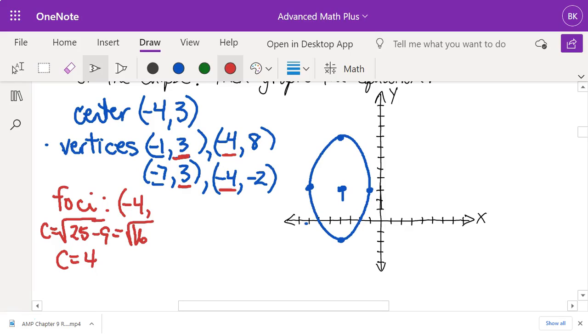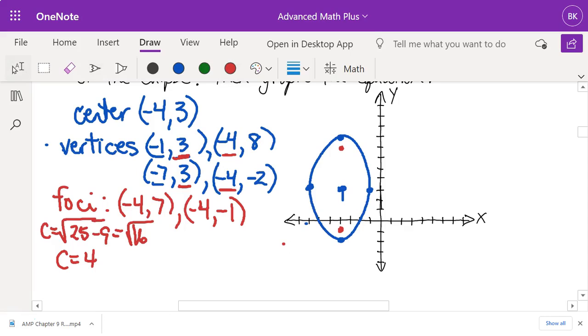So what's 3 plus 4? 7. And then what is 3 minus 4? Negative 1. Those are my foci. Again, do you have to graph them? You do not have to, but it sure does make it easier. If I know there's negative 4, 7, and there's negative 4, negative 1, do those look like they could have been my focus points? Yes. Everybody good? All right.